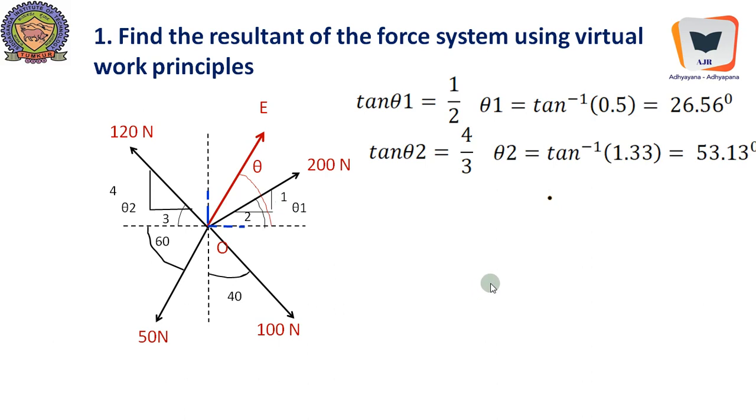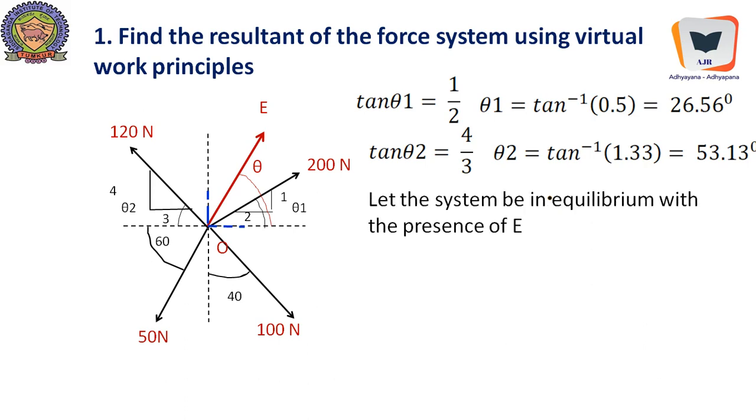Having gotten all the angles and forces, since the virtual work principle is applicable only for systems in equilibrium, we will superpose an equilibrant over here and equate this system to be in equilibrium. We know the resultant is just opposite to the equilibrant but the same in magnitude.